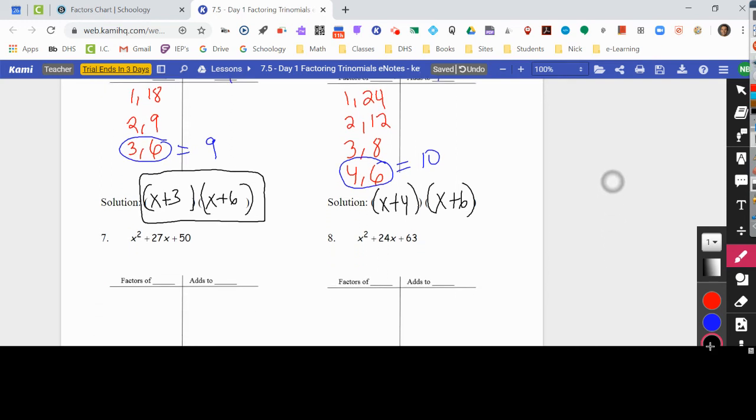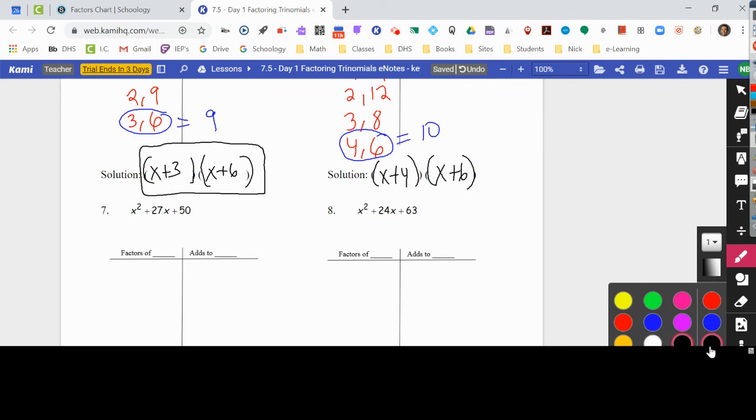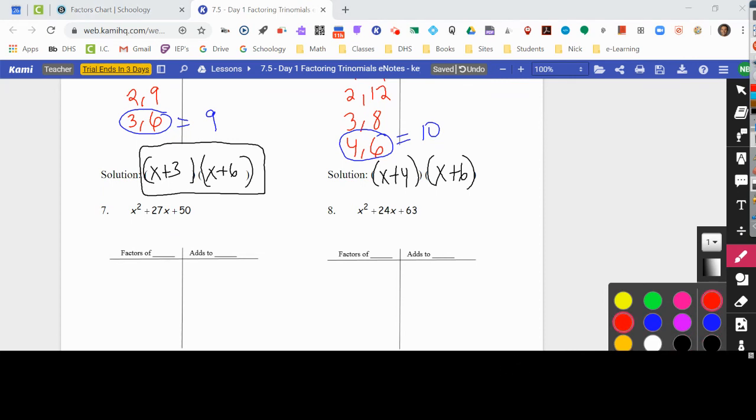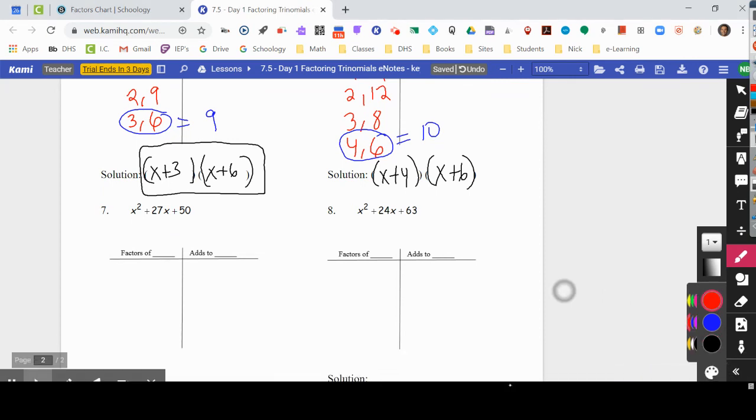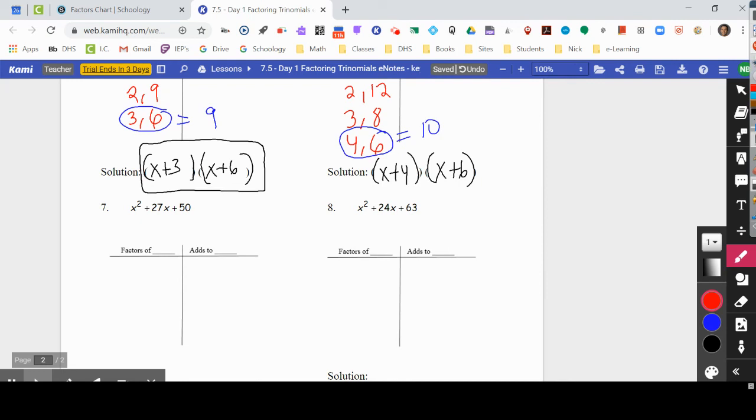All right, we got a couple more to do. Number 7. We're going to factor x squared plus 27x plus 50. So that means we want to find factors of 50 that add to 27.